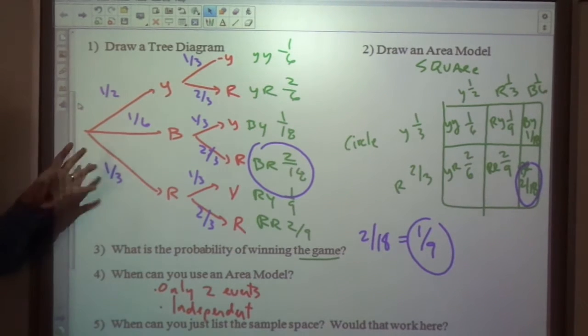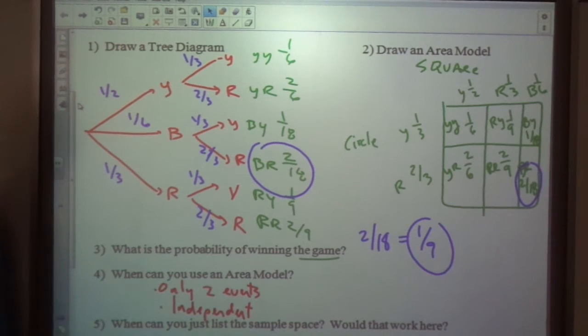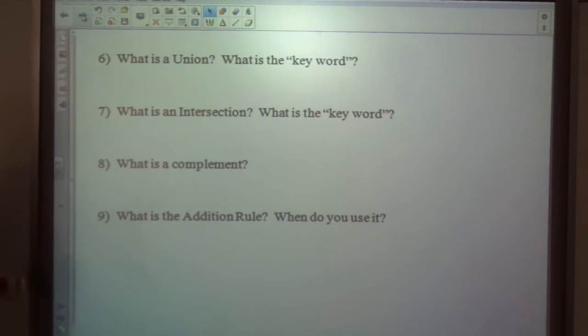You can always use a tree diagram. That will always work, but sometimes it's the most annoying one. So those are 3 different ways that you could represent the sample space.